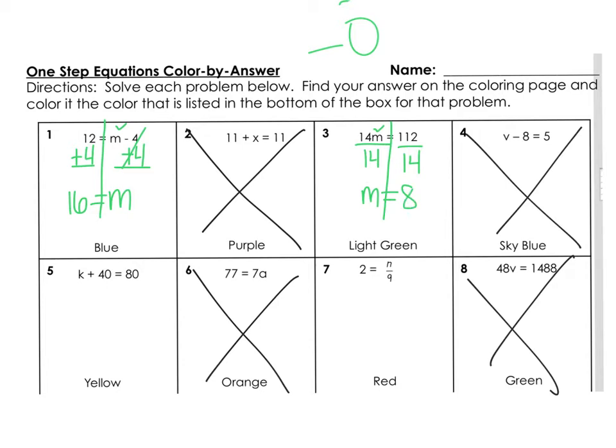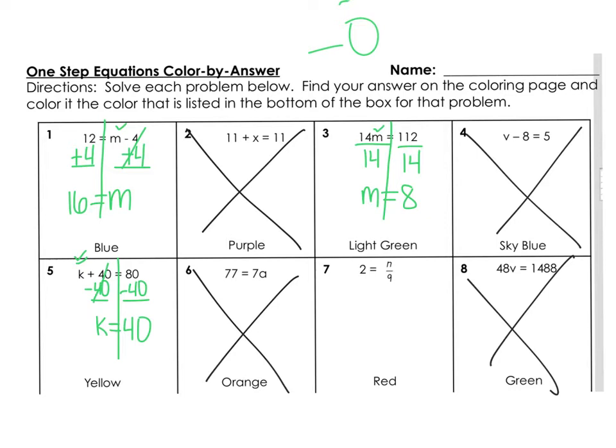Number 5, I have k plus 40 equals 80. I want to get k by itself, so I'm going to do the inverse of add 40, which would be subtract 40 from both sides. If I had 40 and I took 40 away, that would just cancel, leave me with k equals 40.